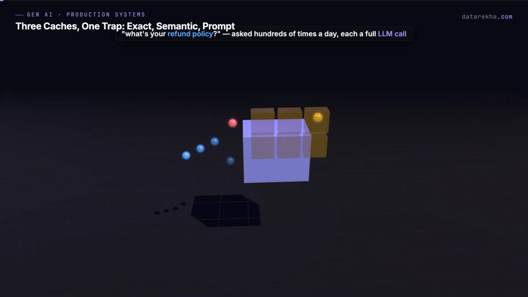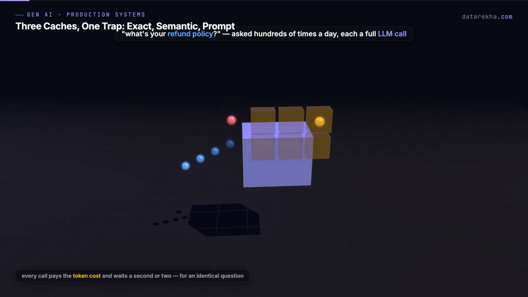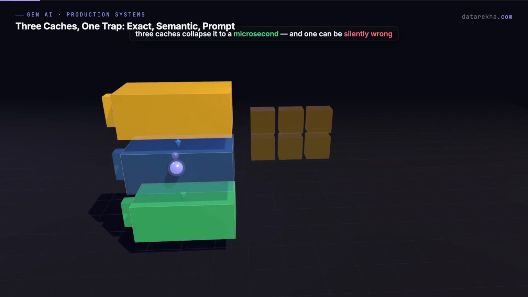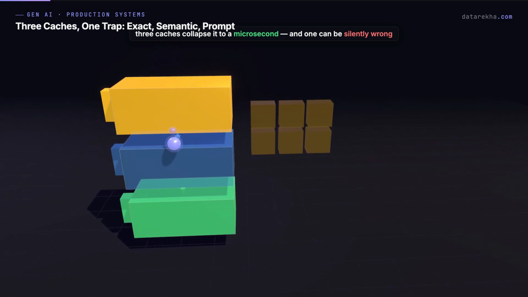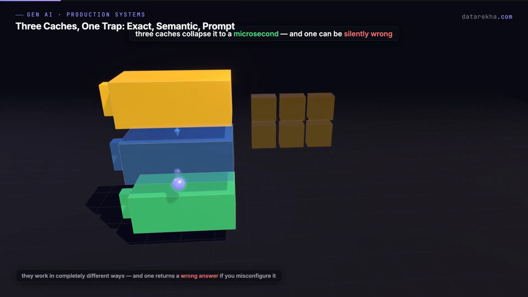A support chatbot serving 50,000 users gets asked, "What is your refund policy?" hundreds of times a day. Every call hits the LLM, pays the token cost, and waits a second or two. There are 3 caches that can collapse that to a microsecond and near zero cost. They work in completely different ways, and one of them can silently return a wrong answer if you misconfigure it.